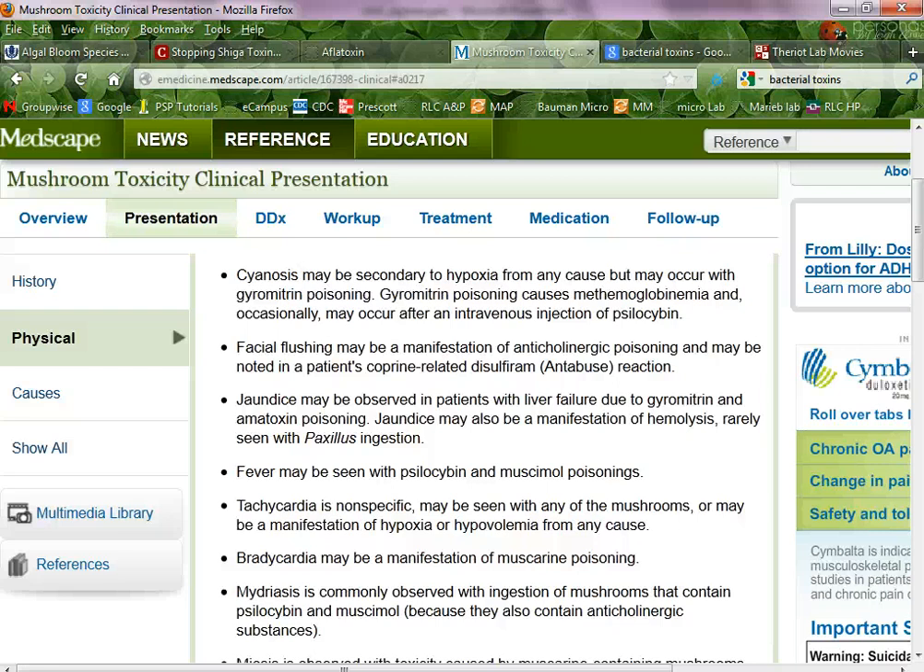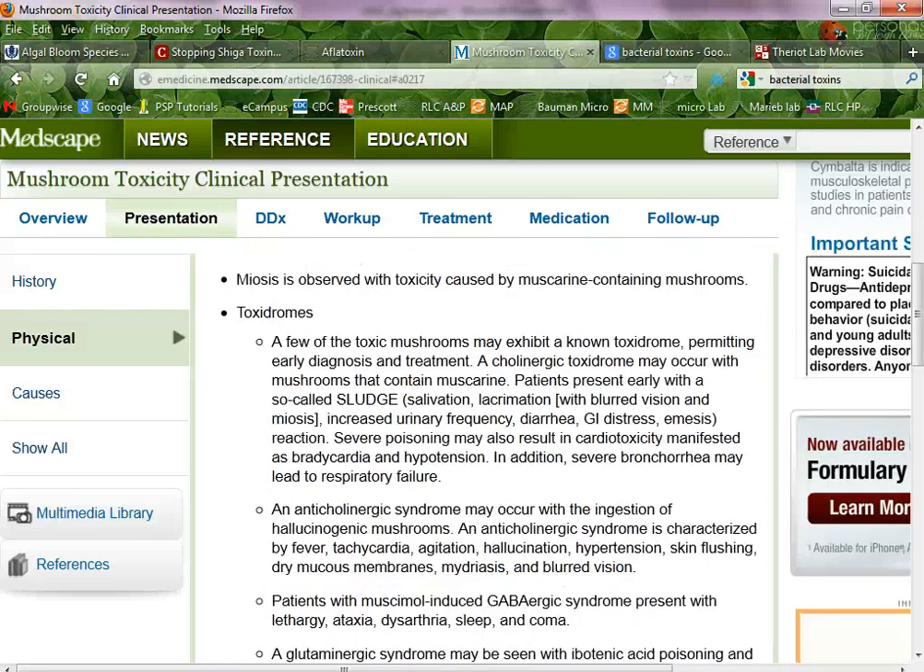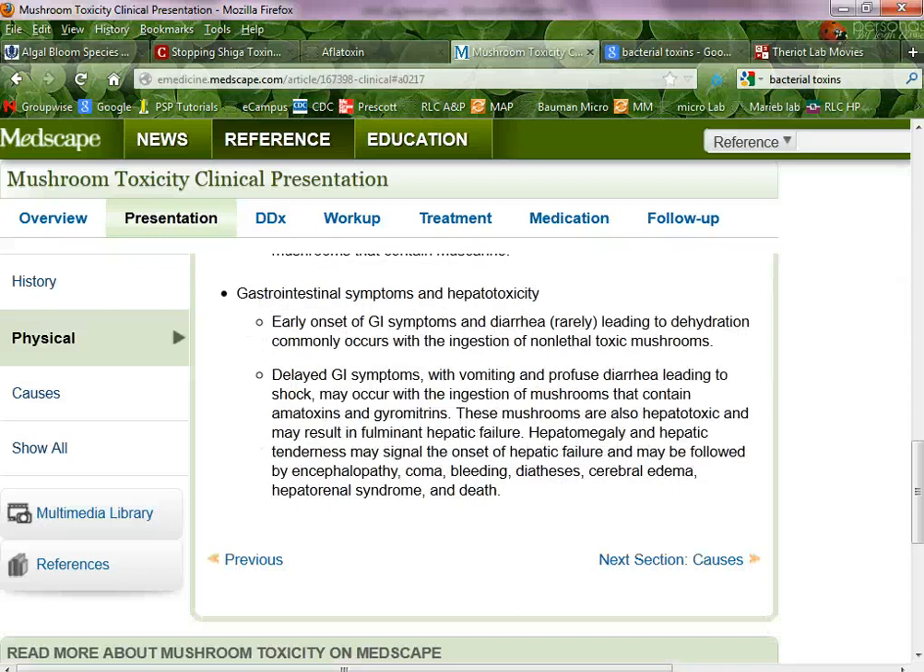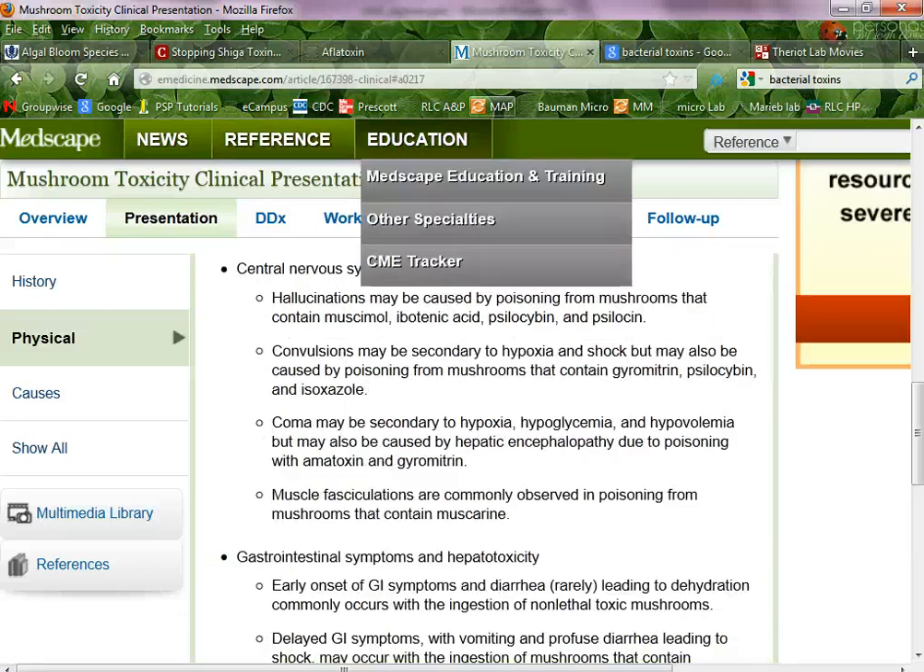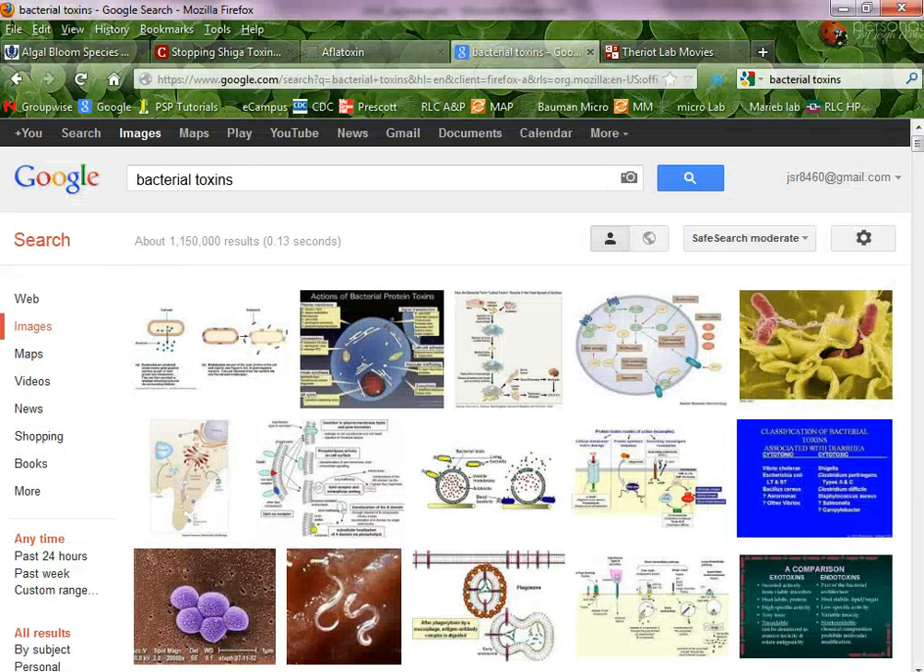Mydriasis is enlarged pupils, a low heartbeat, bradycardia, and then there are a variety of CNS symptomologies. Some mushroom toxins produce hallucinations, convulsions, some death. So it kind of spans the whole variety of symptoms.